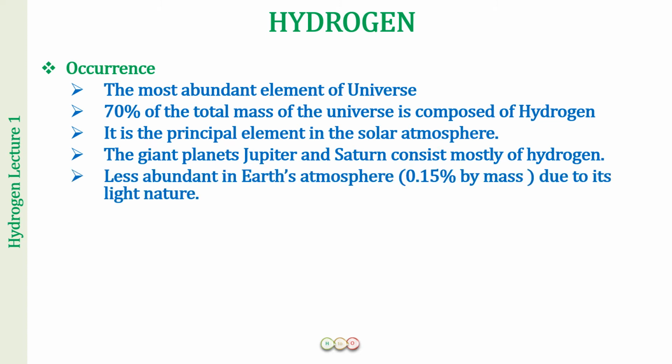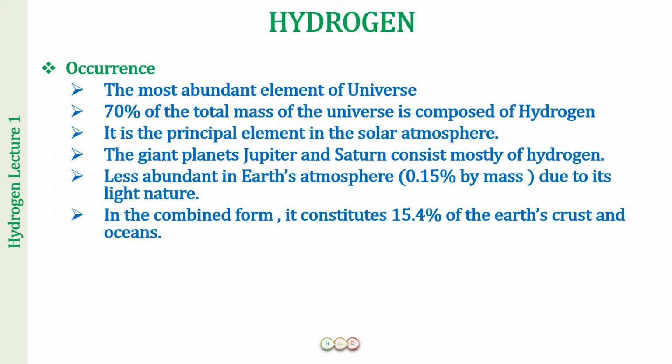Hydrogen is less abundant in the Earth's atmosphere. It is only 0.15% by mass. And why is it so? Well, this is because of its light nature. The Earth's gravitational pull is not strong enough to hold this light element in its atmosphere. Therefore, it escapes into outer space, and that is why it is less abundant in the Earth's atmosphere.